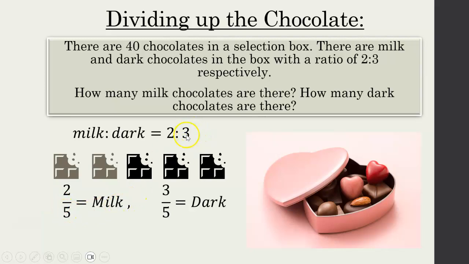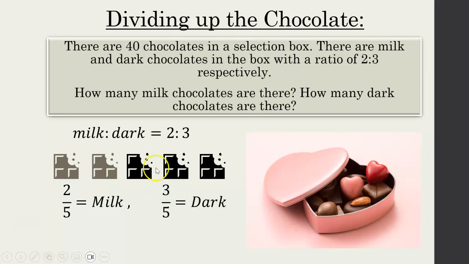Then I'll look at the dark part. Well, how many of the 5 will be dark? Well, 3/5 will be dark. Okay, so we know that if I take out any amount of chocolates, 2/5 of them should be milk, 3/5 of them will be dark.